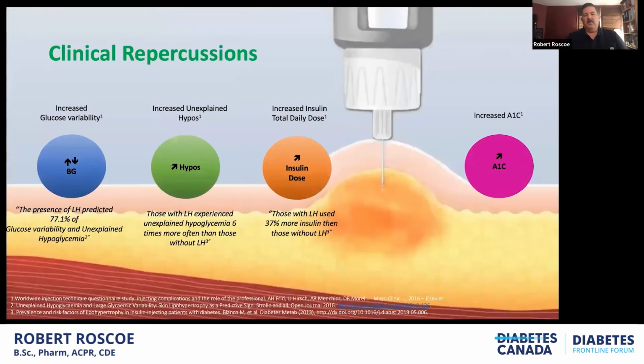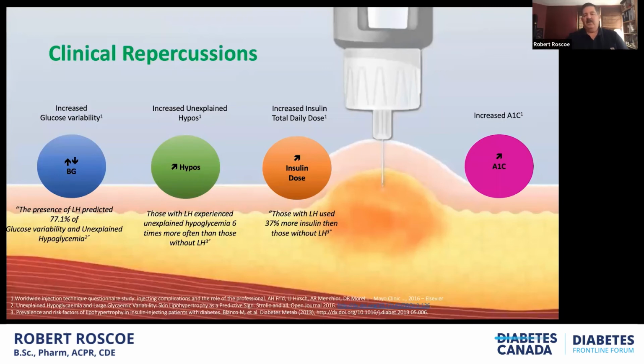So why is it important in terms of clinical repercussions? Well, when you're injecting into the lipohypertrophy, insulin doesn't absorb well. And because of that, they get glucose variability. And this frustrates the patient immensely. So they have days where things are working well and days where they don't. And they don't understand it because they're doing the same thing day in and day out. So they start blaming the meter, the insulin, and not realizing that it just could be a simple role of their injection technique. Because insulin's not being absorbed consistently, you can have unexplained hypoglycemia.